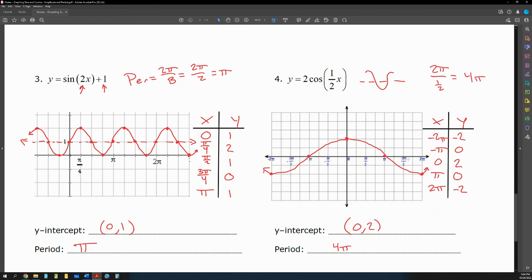All right, so this has been graphing sine and cosine with amplitude and period changes. We're going to get a lot of practice on this, so we'll see you tomorrow in class.